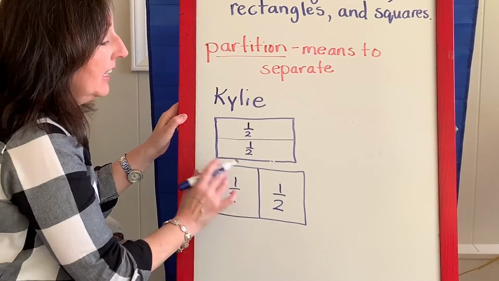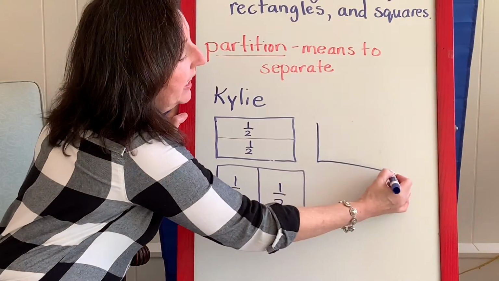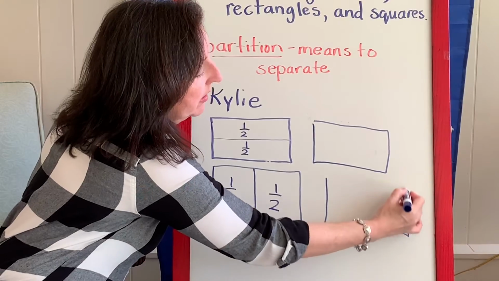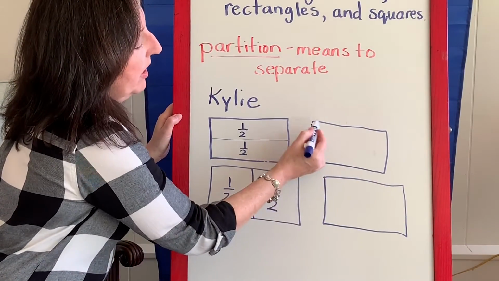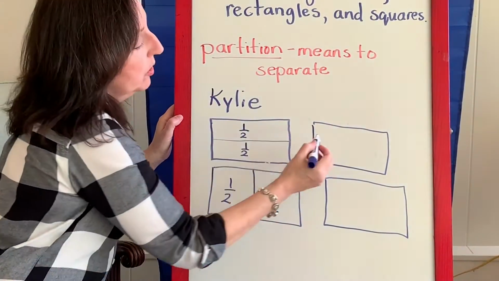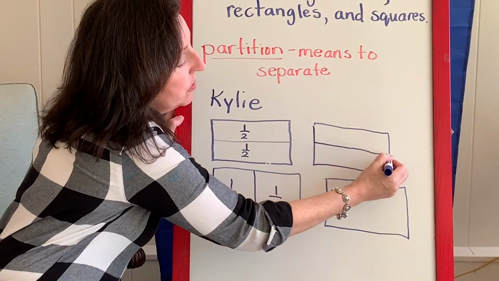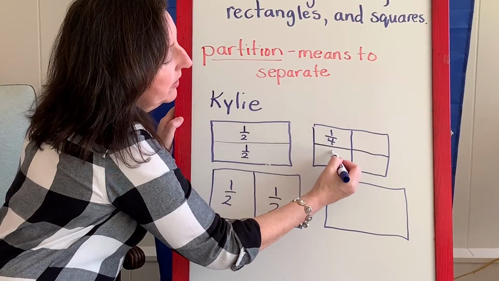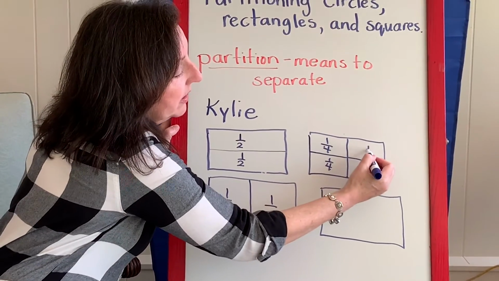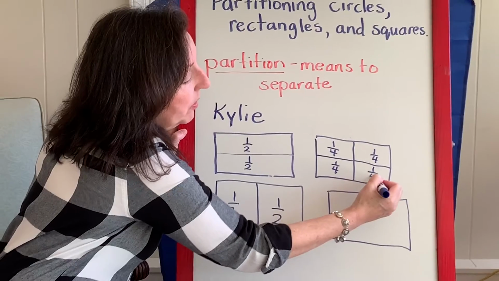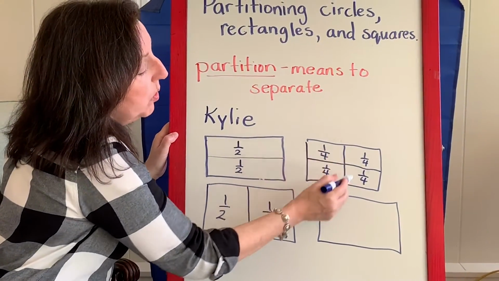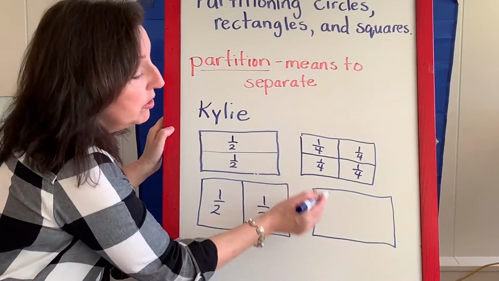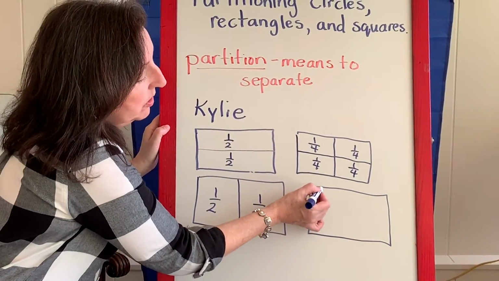Now let's take Kylie again and let's go ahead and do our 1/4 or our quarters. Got them ready. All right, so if you're going to do it into 1/4 or quarters, you could draw your line this way and a line that way. That is 1/4, 1/4, 1/4, and 1/4. And so those are all quarters, or 1/4 of the whole, the pieces. You could also do your line straight down on those.